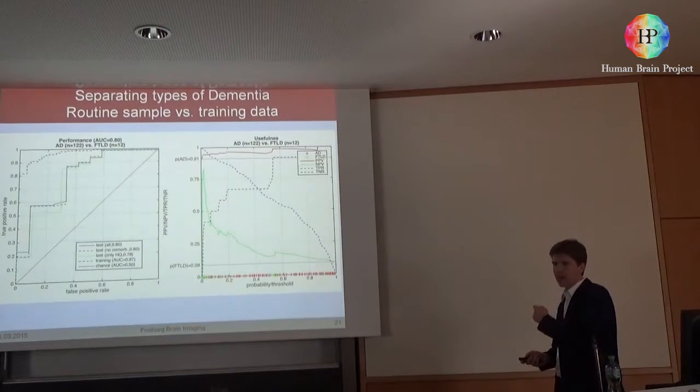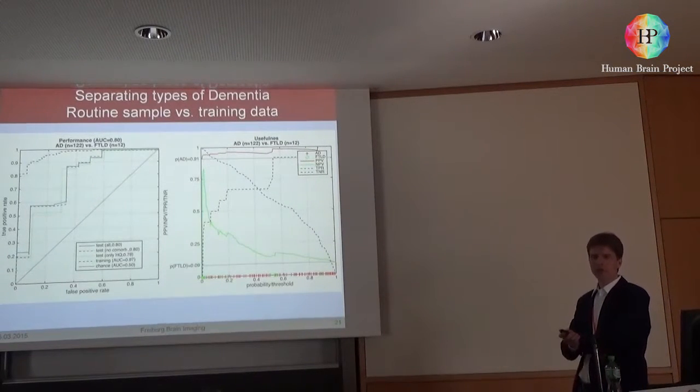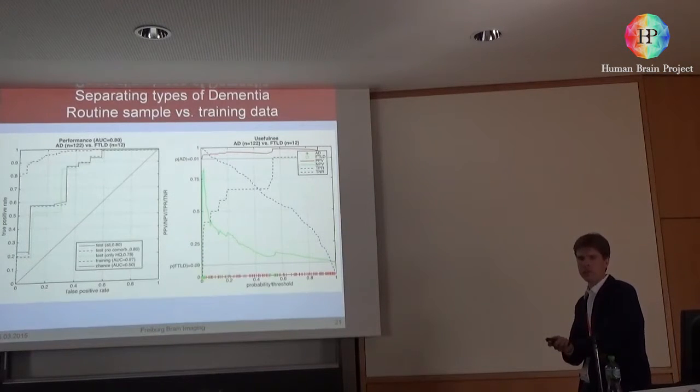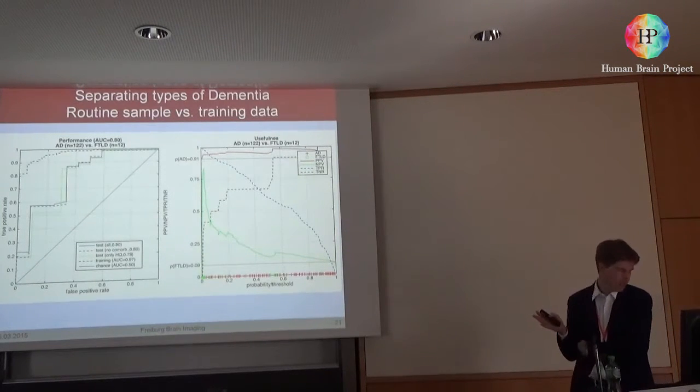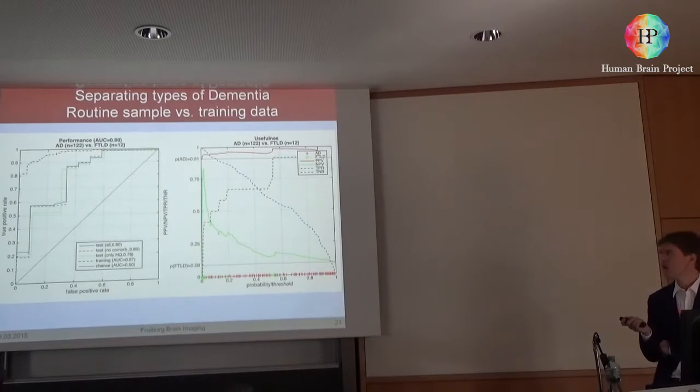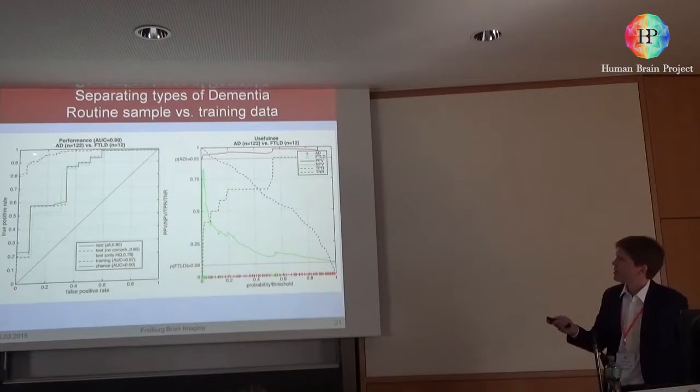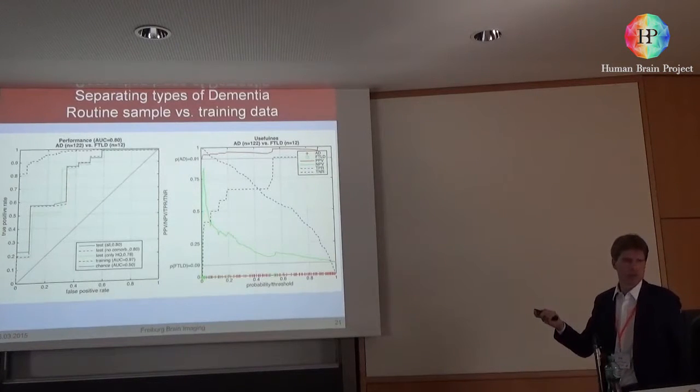Yeah, I mean, because we were surprised how substantial this drop is. This is unpublished data from applying these methods to our memory clinic, and this is about the separation between Alzheimer's dementia and frontotemporal lobe dementia. What you see here is the accuracy we have with the training data, which is good, well in line with what other people find.